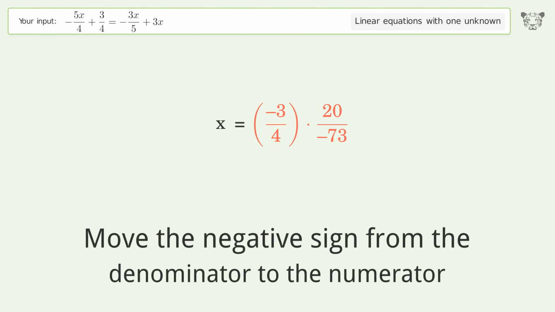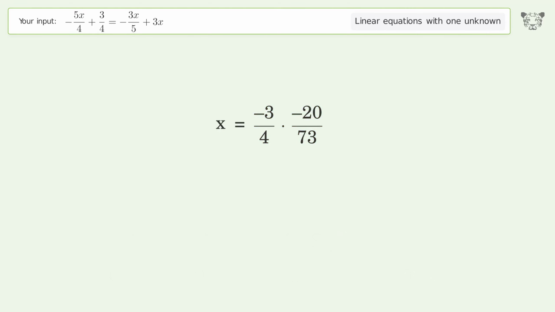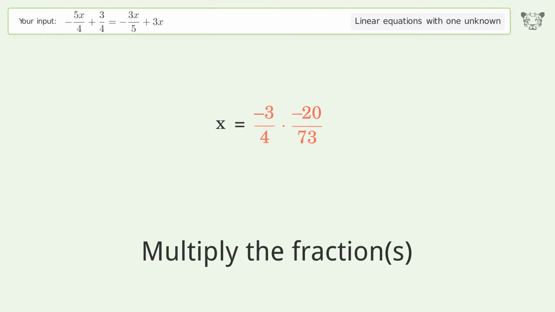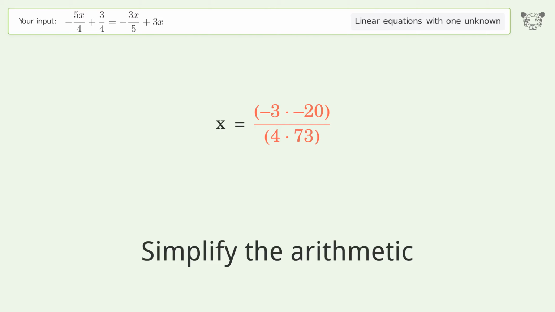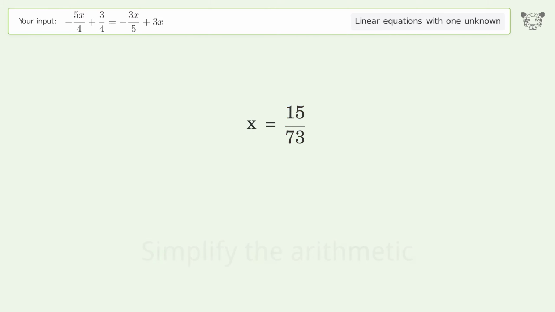Move the negative sign from the denominator to the numerator. Multiply the fractions. Simplify the arithmetic. And so the final result is x equals 15/73.